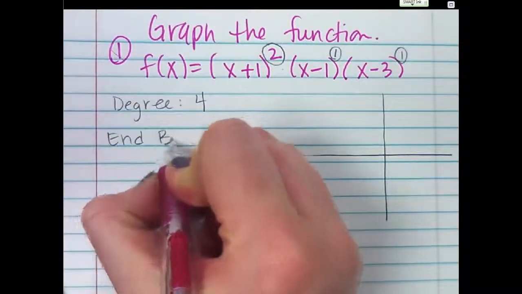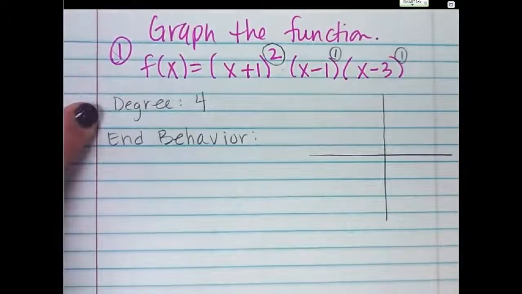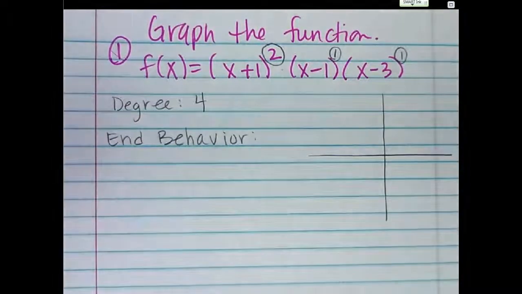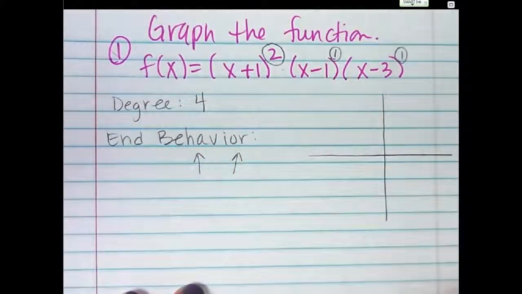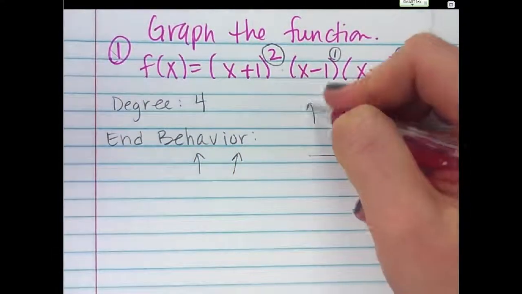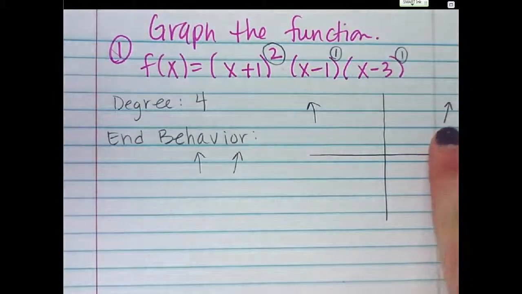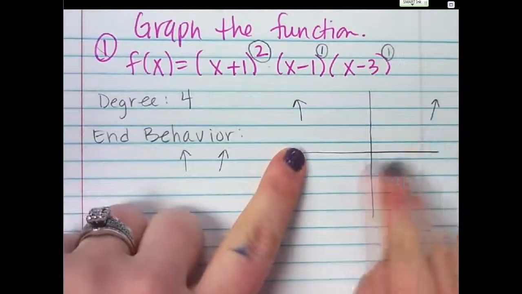Second thing we're going to talk about is just the end behavior, because it follows the degree. It's an even degree. 4 is even. Does it go up, up, or does it go down, up? Up, up, because it follows x squared. So up, up. So what I do on my graph, I just draw 2 arrows. On the left side it's going up, and on the right side it's going up. Yeah, just as long as one's on the left and one's on the right of the y-axis.